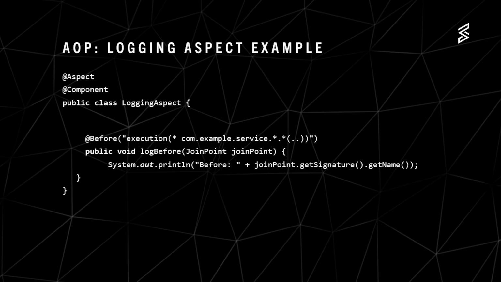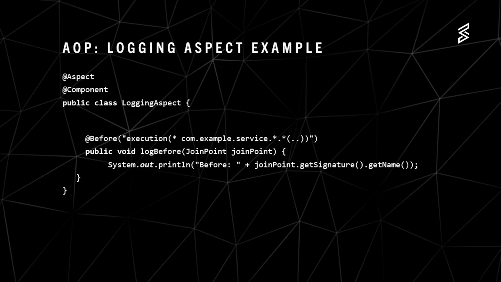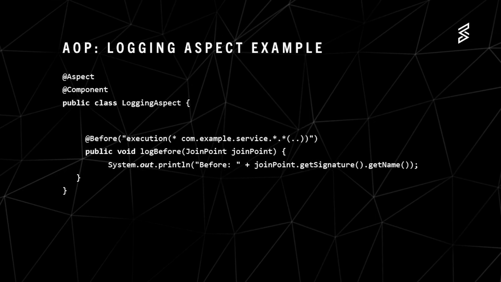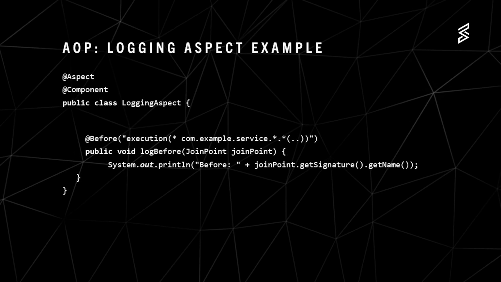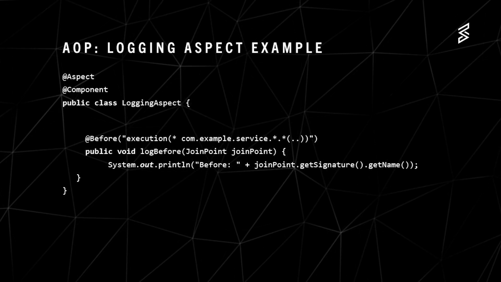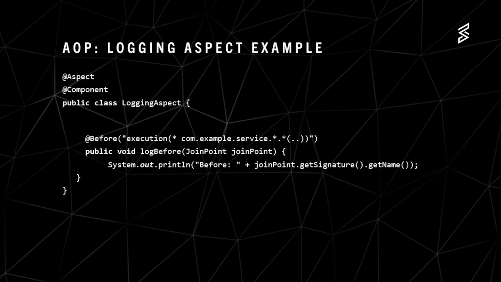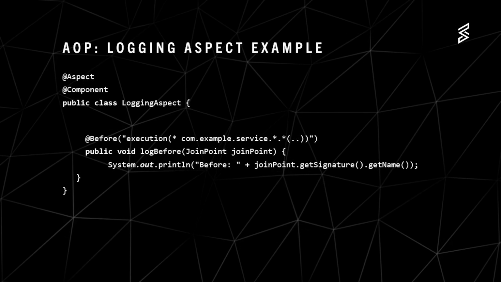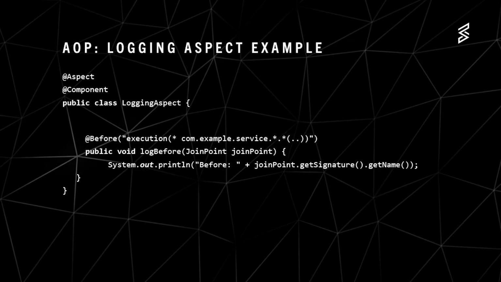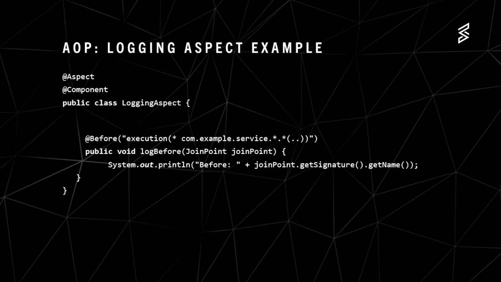AOP Logging Aspect Example. Here, we are using aspect-oriented programming to apply logging before service methods execute. The class is marked with @Aspect and @Component, making it both an aspect and a Spring-managed bean. The @Before advice applies to any method in the com.example.service package. So, without changing any service code, we've added logging behavior.